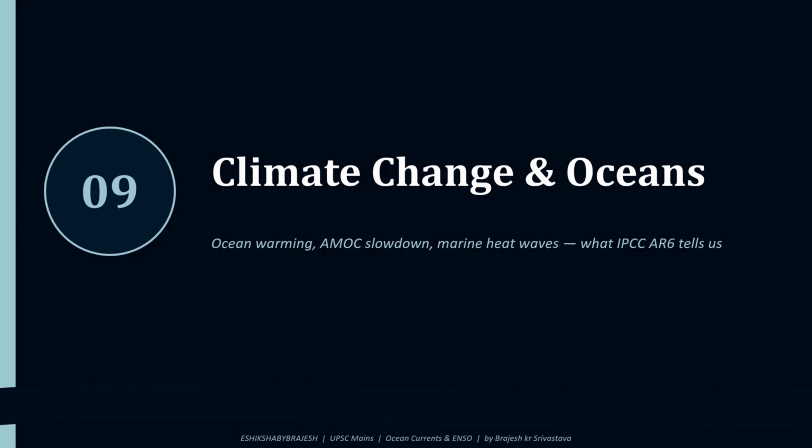Module 9, Climate Change and the Oceans. Everything we have studied so far, currents, ENSO, IOD, thermohaline circulation, is being altered by climate change. This module brings in the IPCC AR6 evidence and shows why the UPSC examiner who asks about ocean currents in 2026 will expect you to discuss climate change dimensions as well.